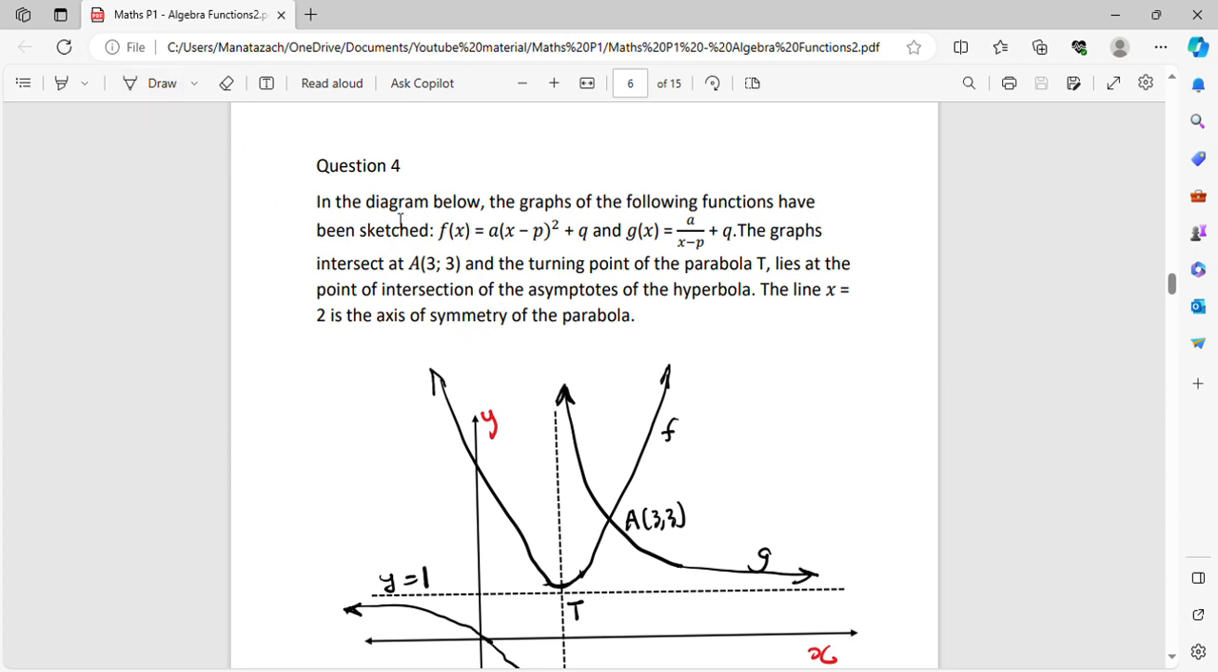In the diagram below, the graphs of the following functions have been sketched. This is the general function of the graph of f of x, which is a parabola. The general function of the graph of g of x is the hyperbola. The graphs intersect at A, and the turning point of the parabola T lies at the point of intersection of the asymptotes of the hyperbola. The line x equals 2 is the axis of symmetry of the parabola.